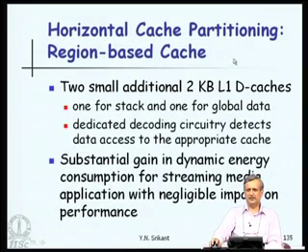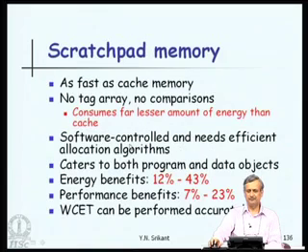Now, what is horizontal cache partitioning? They are called region based caches. Two small additional, say 2 KB, L1 data caches are region based. One of them is meant for the stack variables and the other one for global data variables. Dedicated decoding circuitry directs data accesses to the appropriate cache. So, if the data is global, it goes to the appropriate region based cache, and there is a substantial gain in dynamic energy consumption for streaming media applications with negligible impact on the performance. So, these are all very special caches and they are useful only for specialized applications.